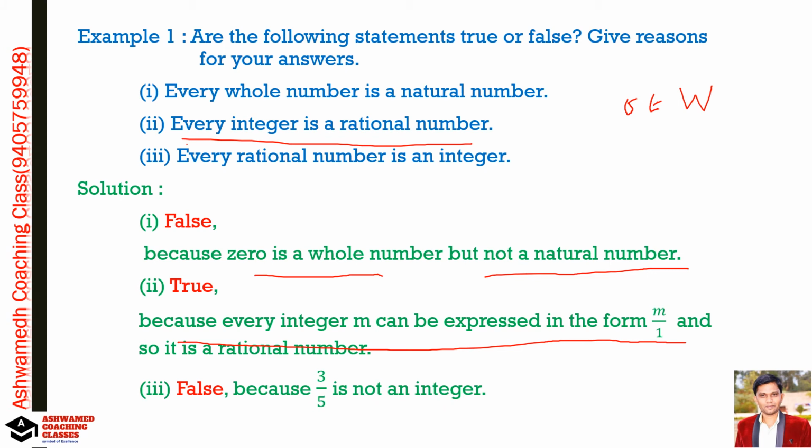Every rational number is an integer. It is false, because 3 by 5 is not an integer. 3 by 5 is a rational number, it is not an integer.